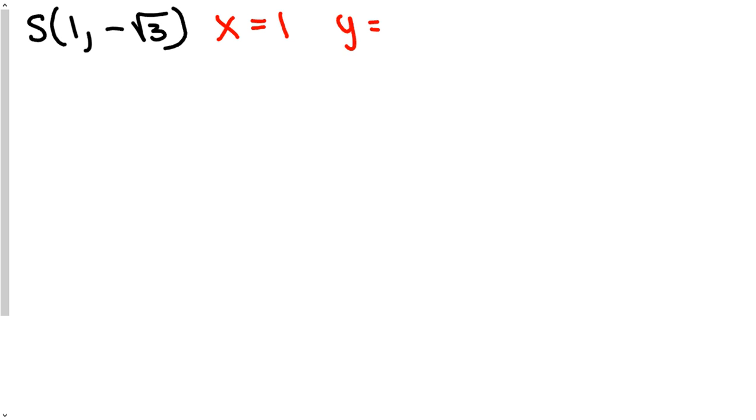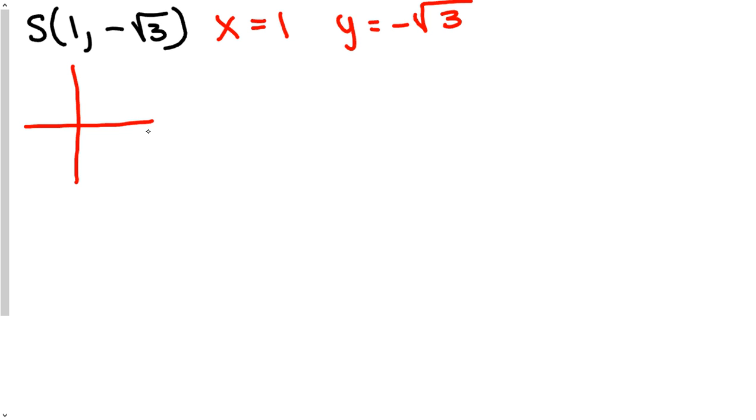In this type of problem, we're asked to convert a rectangular equation to a polar equation. So let's take the point S, which is (1, negative square root 3). This is my point in rectangular form, and I want to convert it to polar. So I'm going to list the information I know. I know x is 1, y is negative square root 3, and I also know where this point is located.